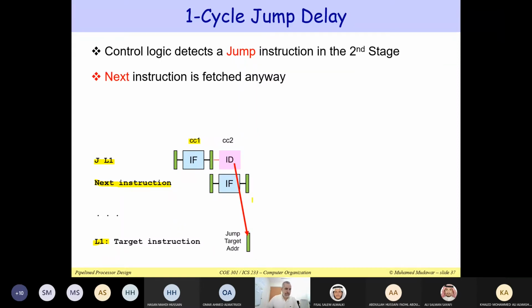Then during clock cycle number 2, we decode the instruction. This is my instruction decode stage. The instruction decode examines the opcode, and there is a unique opcode for the jump instruction. At this point, we know that it is a jump, and we update the program counter with the jump target address. We calculate the jump target address, update the PC, and then the jump will take place.